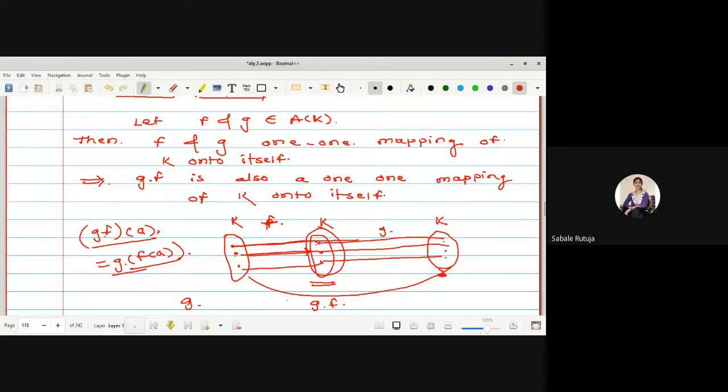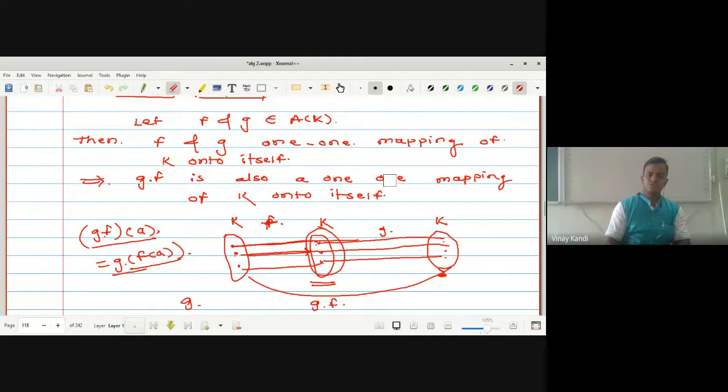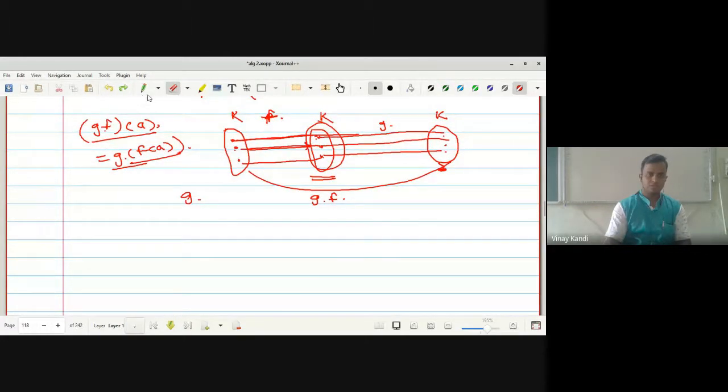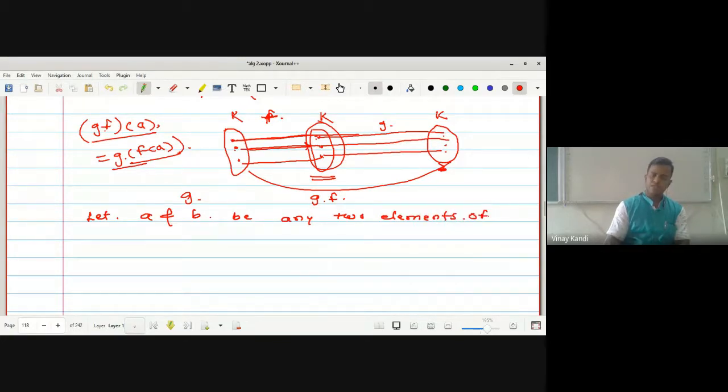Hence, G into F, that is the composition of two functions. G into F is also what? A 1-1 mapping of K onto itself. Okay. Now, let A and B be any two elements of capital K.